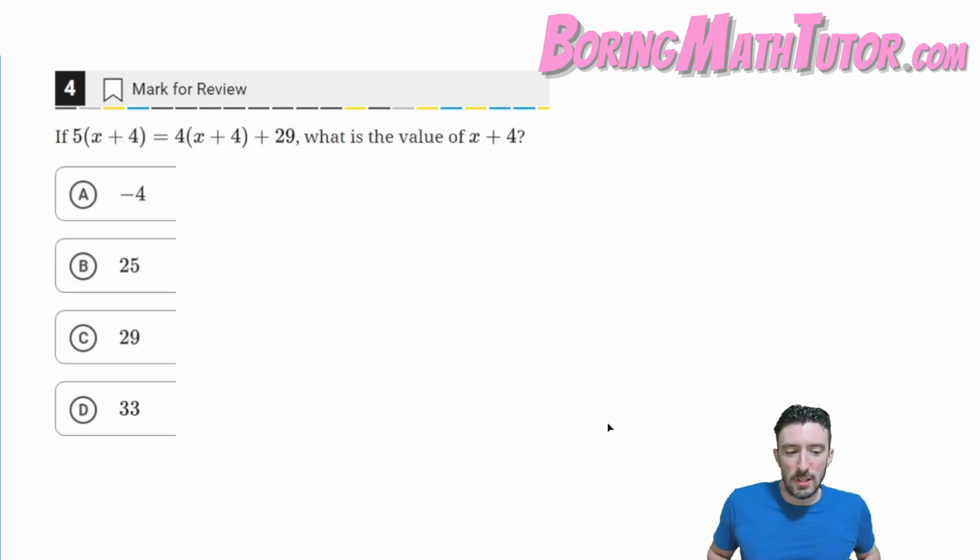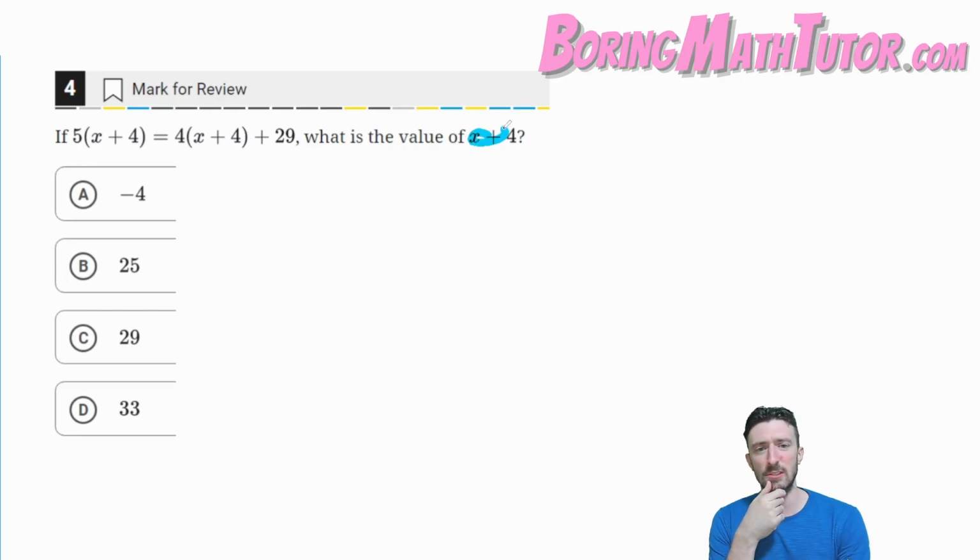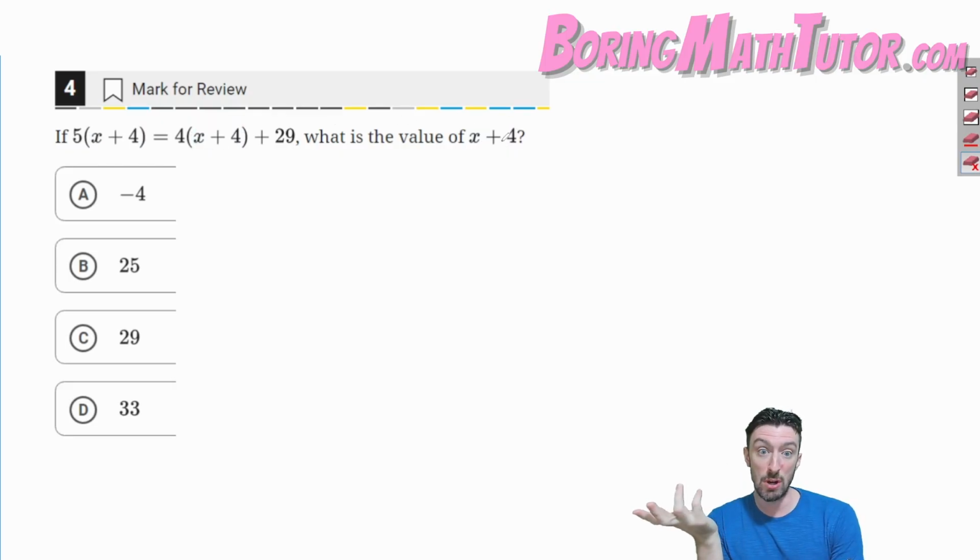Some of y'all watching this is probably thinking, yeah, I could use Desmos for this, but can you please show me how to do this without Desmos? Well, sure I can. They're asking for the value of x plus 4. Where do I see x plus 4? Oh, it's actually in the problem. So, you know what I could do?